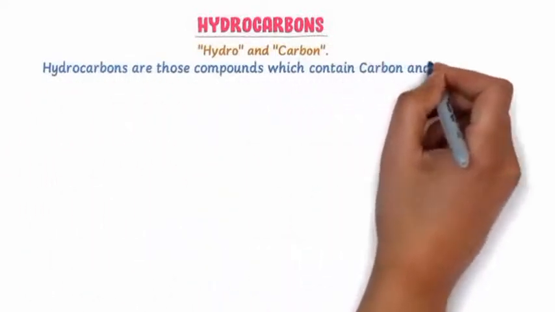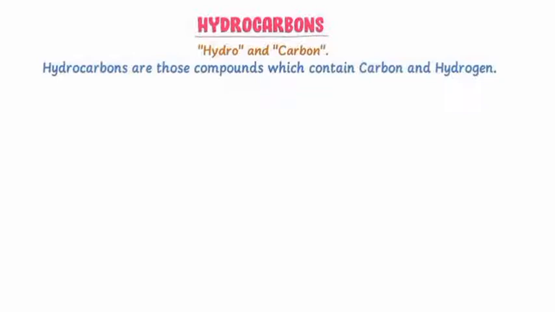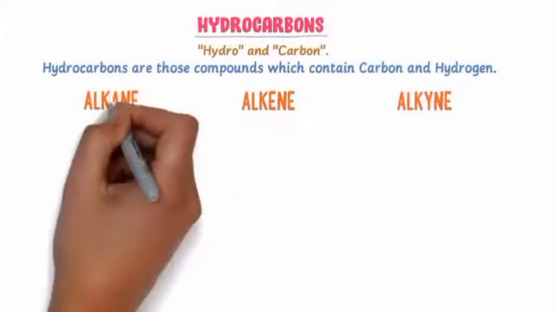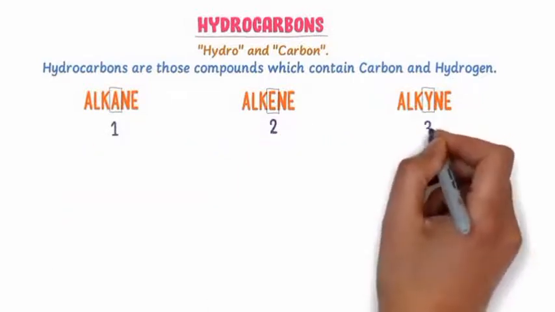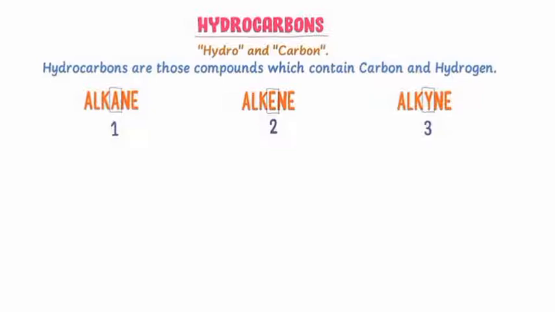So let me quickly revise the concept of hydrocarbons. The word hydrocarbon is formed from two words, hydro and carbon. And so hydrocarbons are those compounds which contain carbon and hydrogen, like alkane, alkene, and alkyne. A in alkane, E in alkene, and Y in alkyne. I arrange them in alphabetic order, and so I like to say alkane is number 1, alkene 2, and alkyne 3. In alkane, there is only one bond between the carbon atoms.